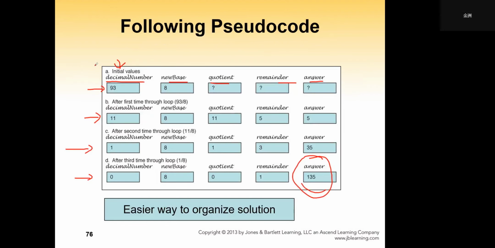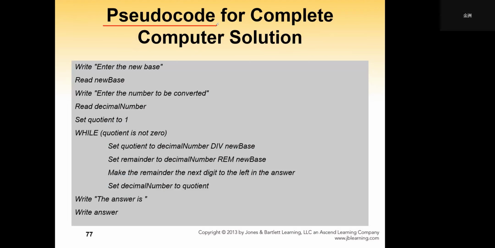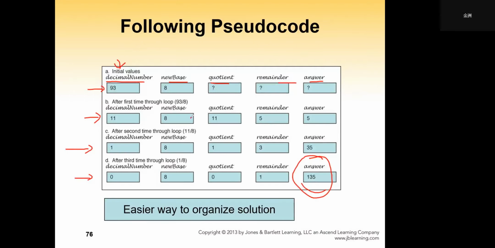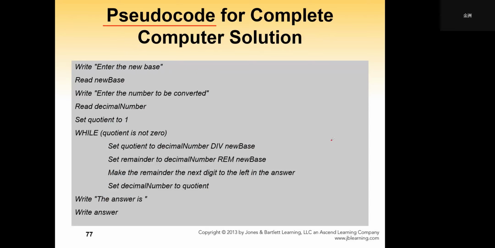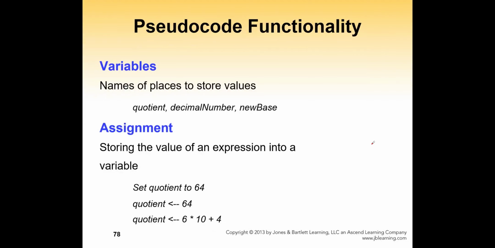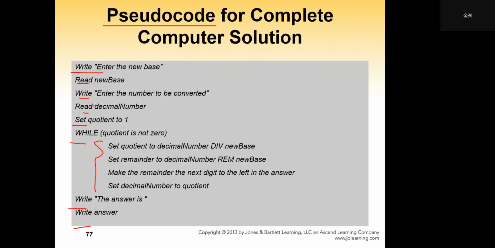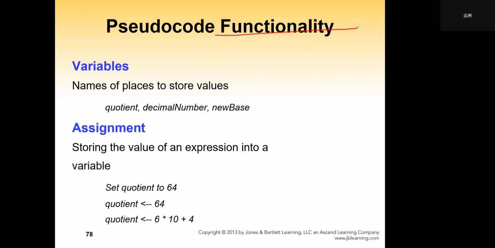So to accomplish this task, we can write a pseudocode for this process, like in this way. It includes some read and write and set, and do a loop, which is similar to here, do a loop. And finally, you will obtain the answer.